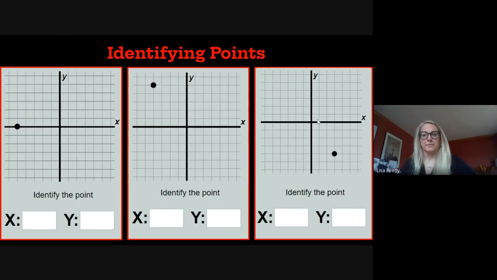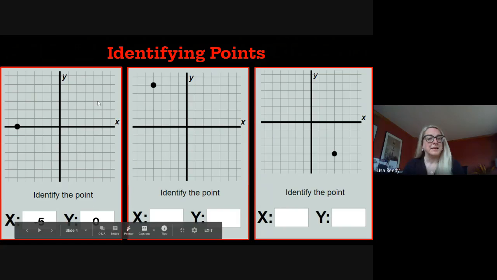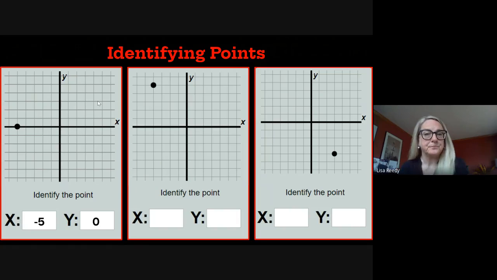All right, I have 3 more. Looking at this first one, again, this is on an axis, so you know one of your numbers is going to be 0. If I start here, and I know I have to give my x value first, starting at the origin, it is going to the left, 1, 2, 3, 4, 5. So that gives you a -5 for your x-axis. And then you notice it doesn't go anywhere up or down, so my y would be 0. So that ordered pair would be -5, 0.